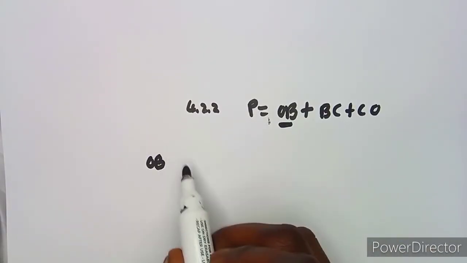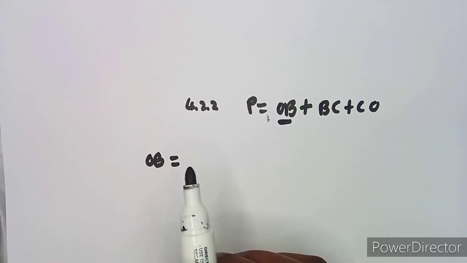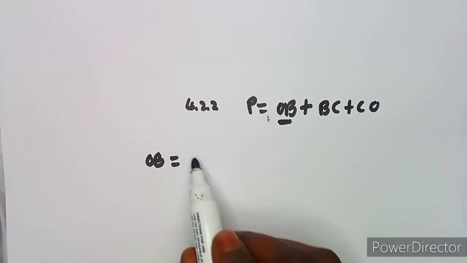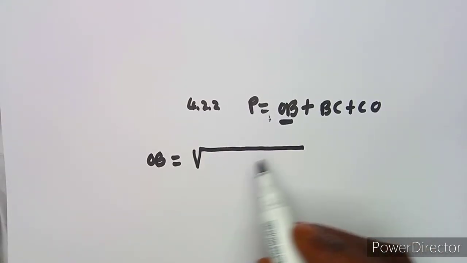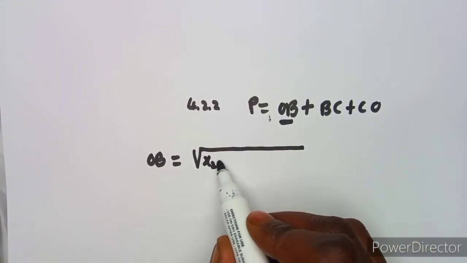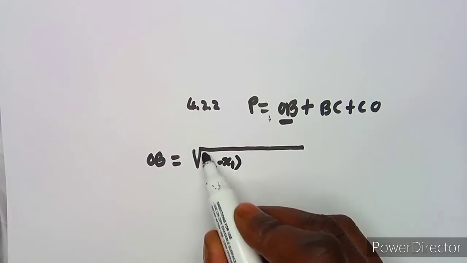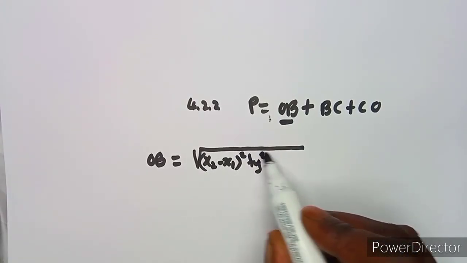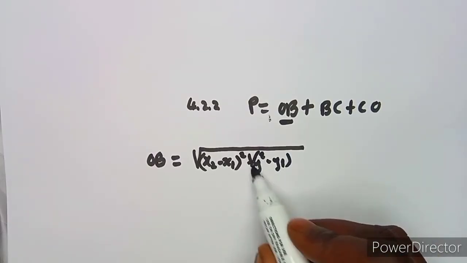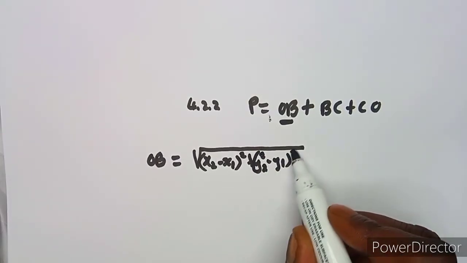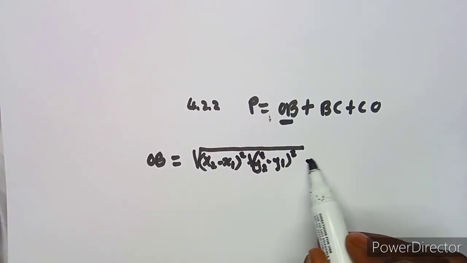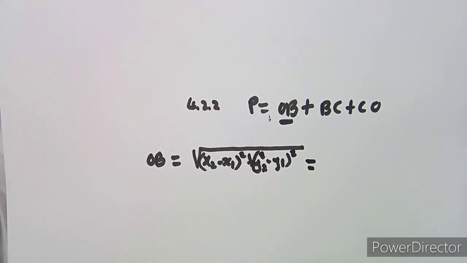So remember, guys, you have to use the distance formula, and the distance formula states that it is the square root of x2 minus x1 squared plus y2 minus y1 squared. All right, so I'm just going to write it out here, but for the others we are just going to put it directly.